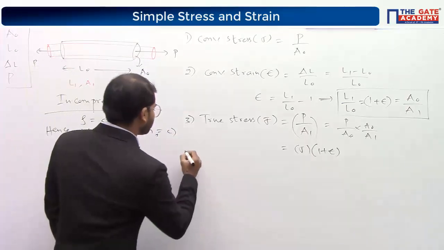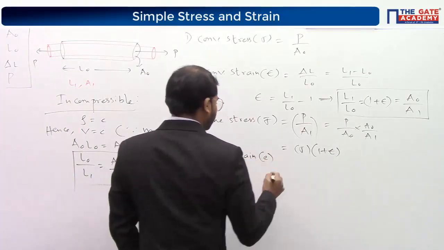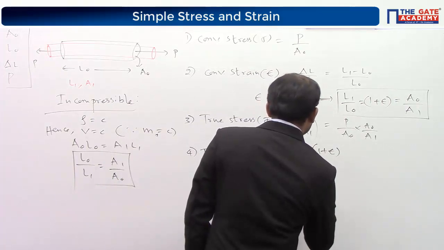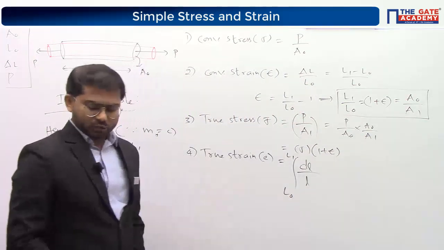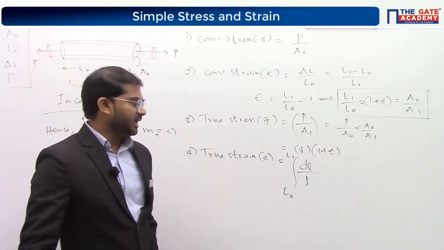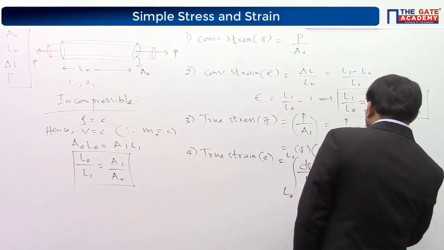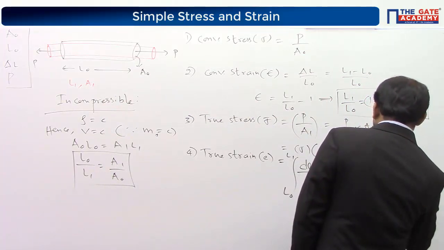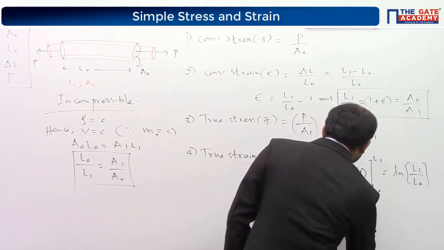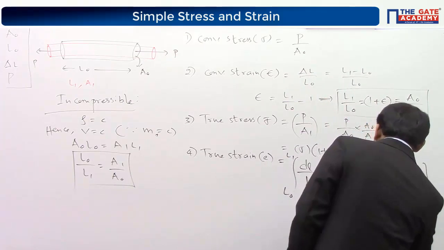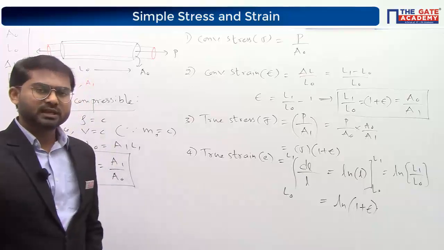Okay, coming to the true strain. For true strain, we have the formula: integral of dL by L from L0 to L1. If you do the integration, you get the log of L from L0 to L1, so ln of L1 by L0 is the formula. L1 by L0 is nothing but 1 plus epsilon. So this gives you the true strain value as ln of 1 plus epsilon, where epsilon is conventional strain.